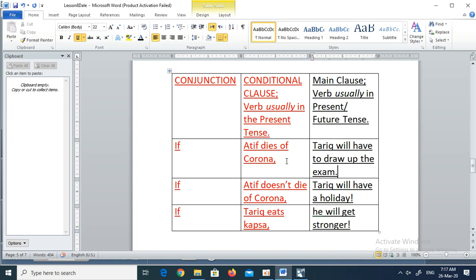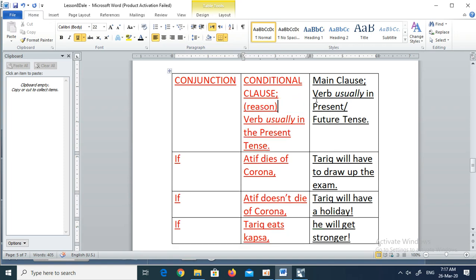So remember, the conditional clause gives you the reason, the main clause gives you the result. Just in case you forget that, I'm going to write it here again. The reason Tariq has to draw up the exam is the fact that Artif has died of corona. The result of Artif's dying of corona is that Tariq has to draw up the exam. Remember, you must keep that clear in your mind. The conditional clause gives you the reason for the result in the main clause. The main clause gives you the result of the action in the conditional clause.